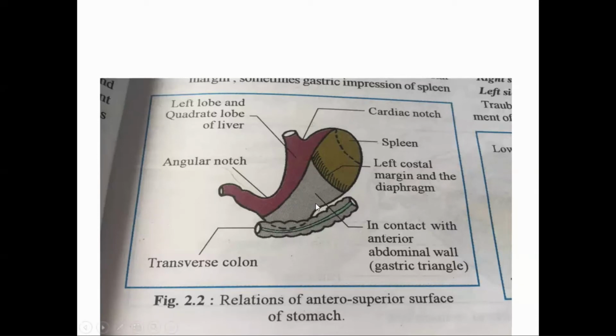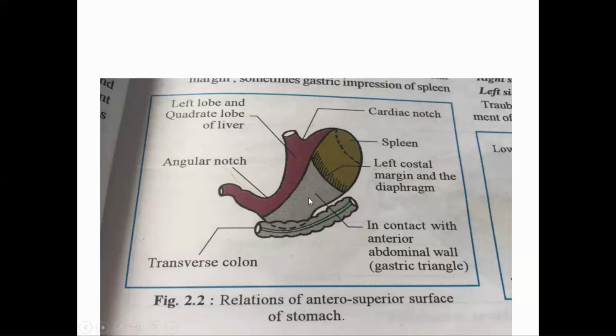What are the relations of the anterior-superior surface of the stomach? On the right part it is related to the left lobe of the liver. On the left part it is related to the left costal margin and the diaphragm. The intermediate part of the anterior surface comes directly in contact with the anterior abdominal wall.